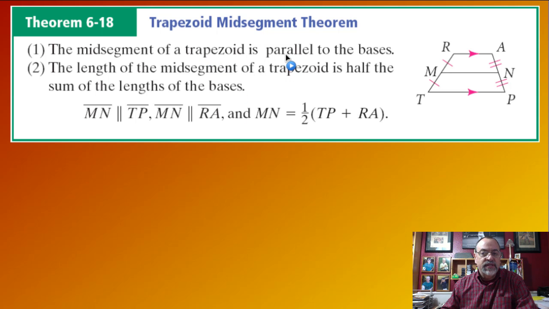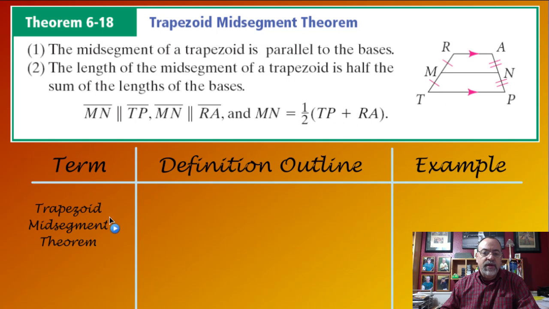And the first one is exactly the same as the triangle midsegment in that this side will be parallel to the bases. So this will be parallel to RA, and this midsegment will also be parallel to TP. In addition to that, the second characteristic is the length of this is 1/2 the two bases added together. So unlike the triangle, where it only had one side that it was 1/2 the length of, the trapezoid midsegment is 1/2 the length of the two parallel sides added together.